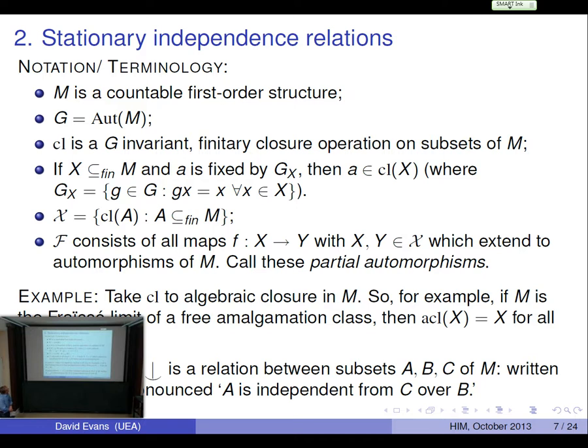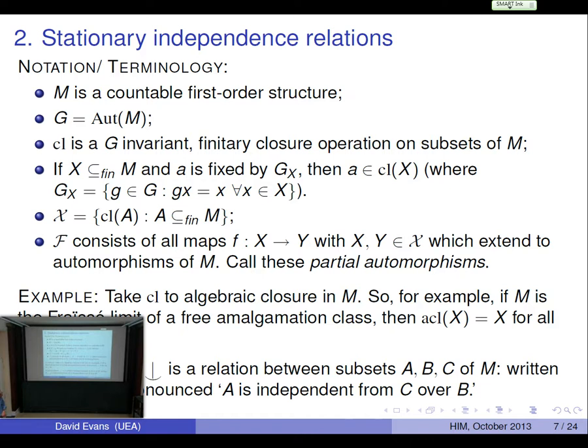So let's take M, a countable first-order structure. Its automorphism group will be called G. On G, we will have a closure operation, CL. It should be invariant under the group, and it should be finitary in the sense that the closure of a set should just be the union of the closures of its finite subsets. So it's all determined by what happens to closures of finite sets.